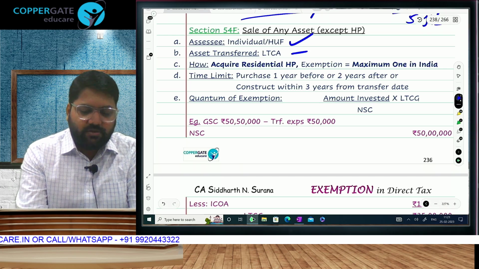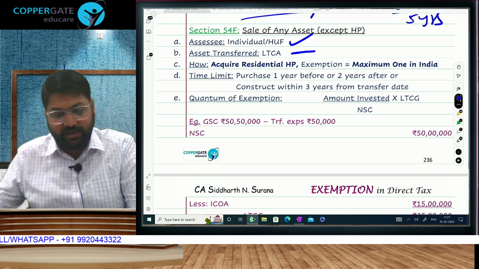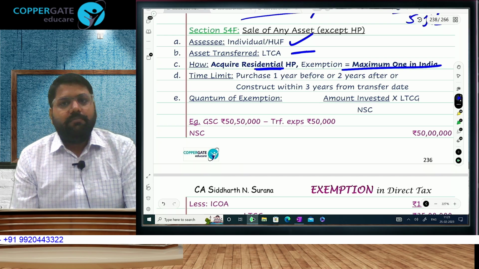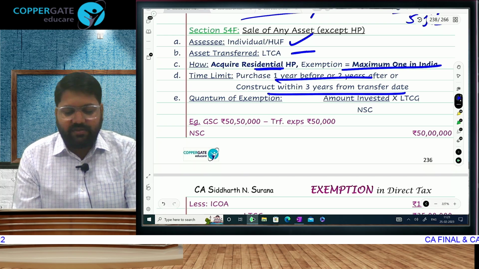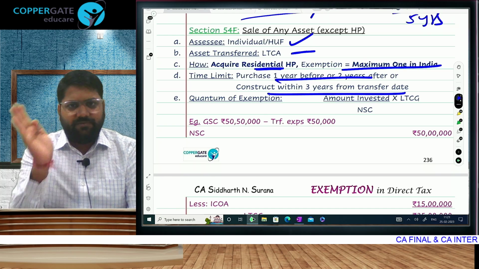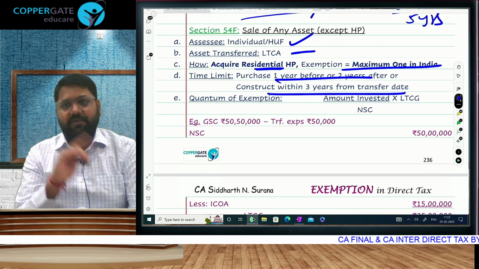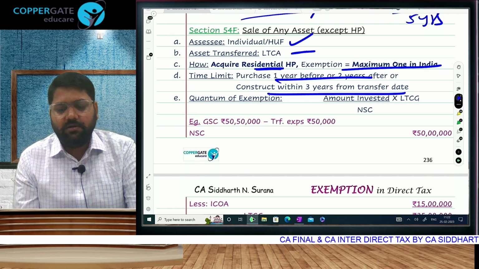Who? Individual or HUF, and the gain on shares, land, gold, jewelry is long term. Acquire a residential house property, same, maximum 1 in India. Purchase 1 year before, 2 years after, construct within 3 years after. The difference in 54F is that here you have to invest the sale amount. Everywhere else you have to invest the gain amount, but here you have to invest the sale amount.